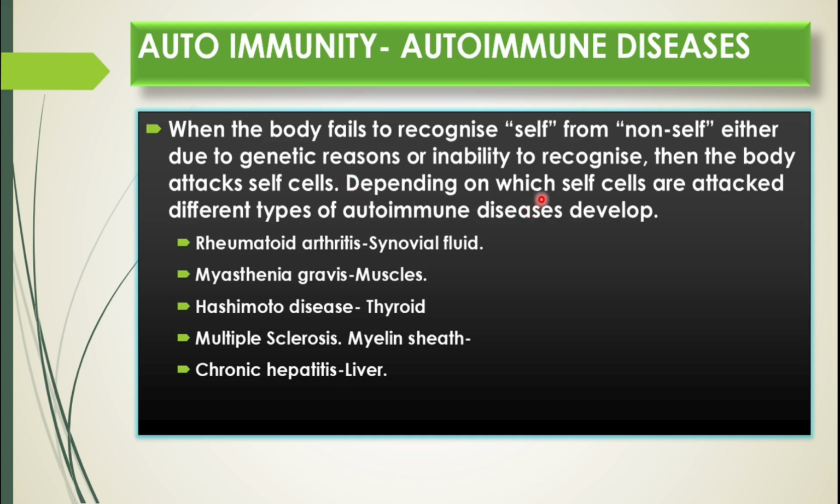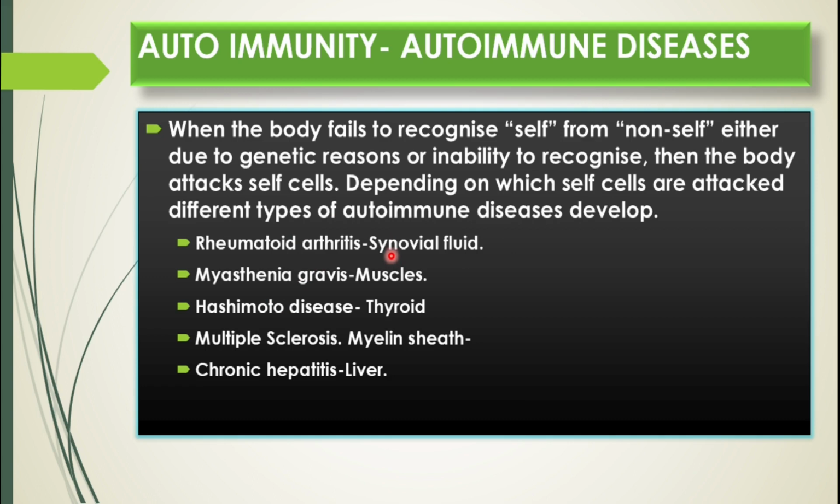Depending upon which self cells are attacked, there are different types of diseases which result, which are collectively called autoimmune diseases. The immune system is attacking our own body. So, such a group of diseases are called autoimmune diseases. Let us see what they are.